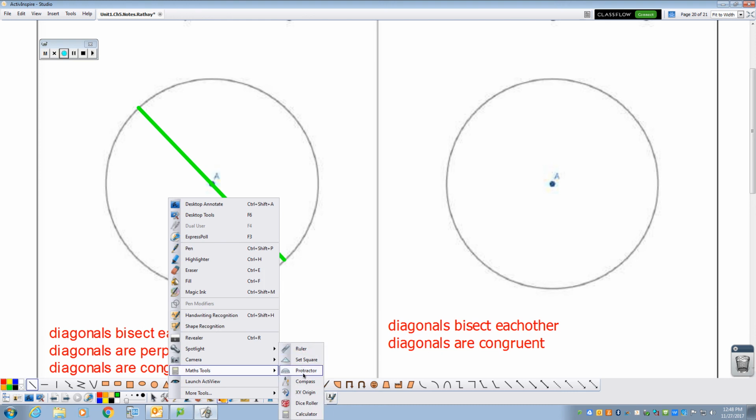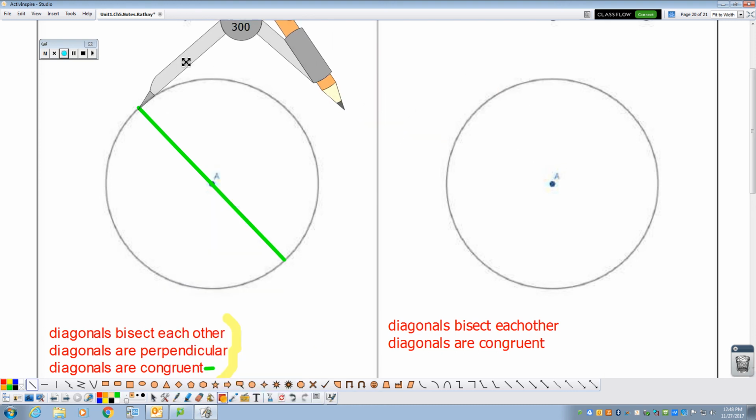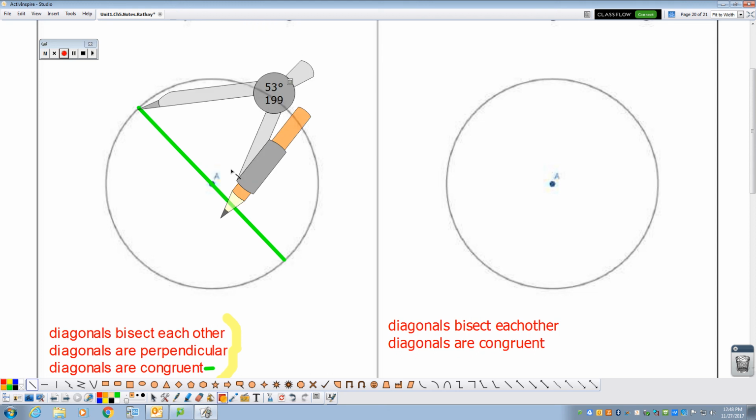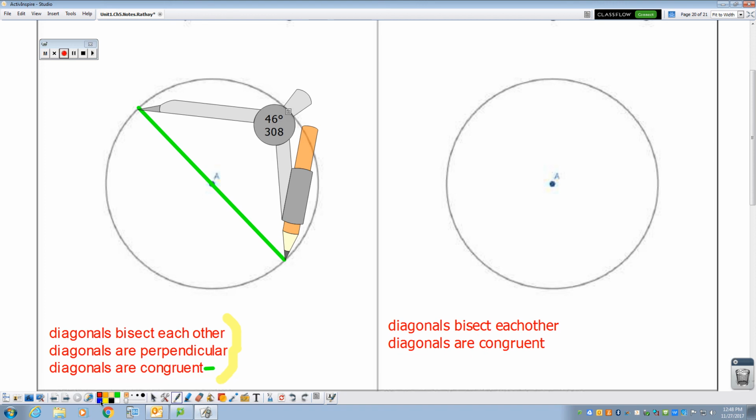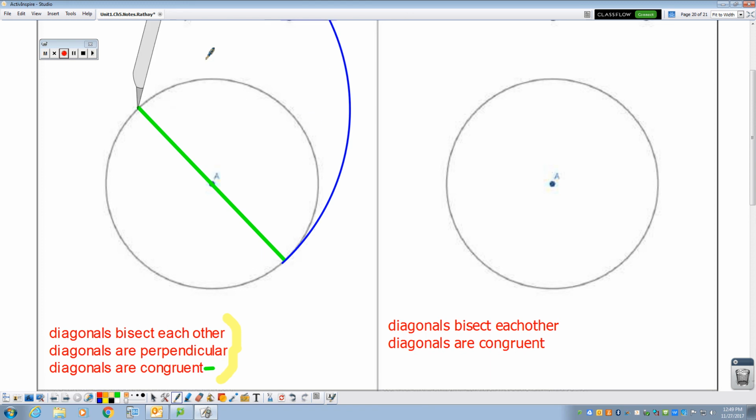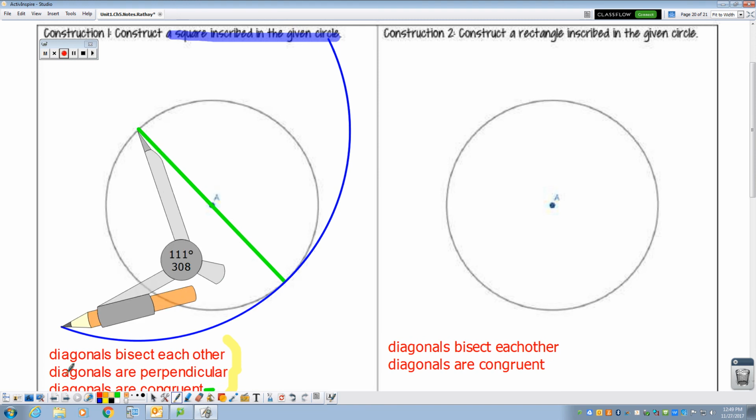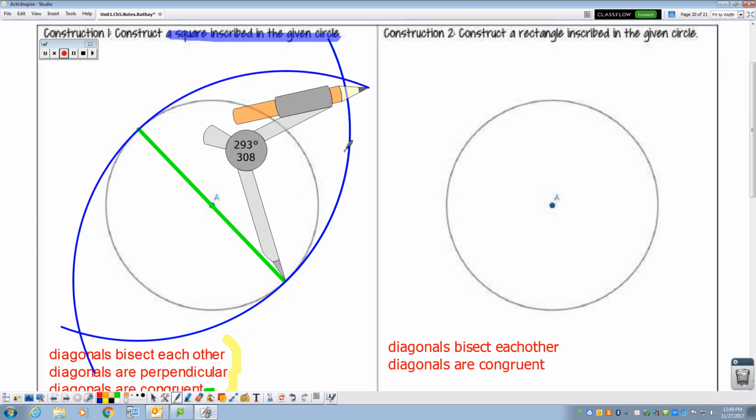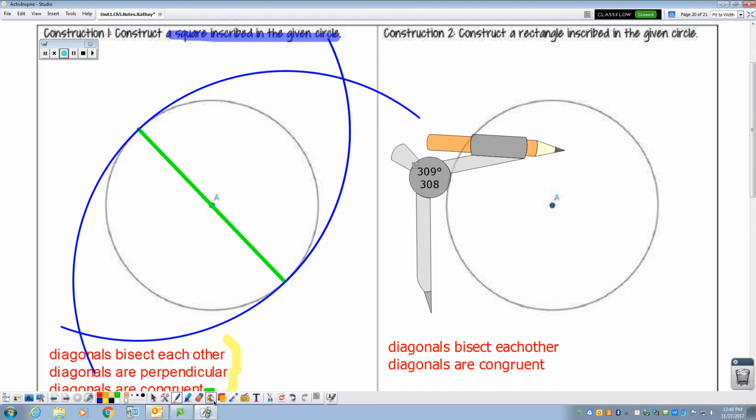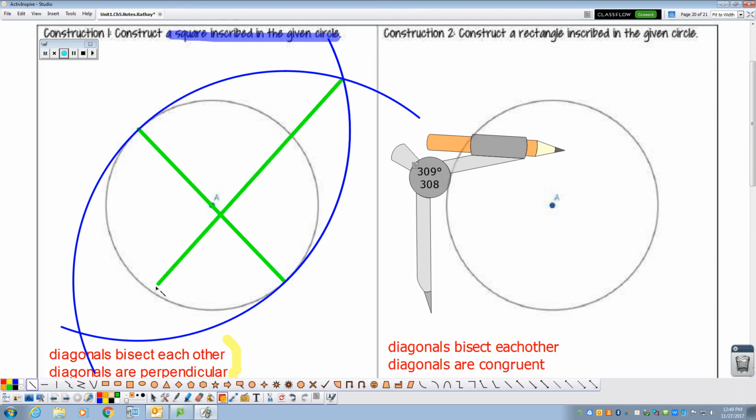Let's get my compass. To do the perpendicular bisector, we set our compass to more than halfway. I'm going to set it to the full length of the diameter. You don't have to do that, but I like to. And we're going to draw an arc from each endpoint, from the left and from the right. And we're going to connect those intersections. And that gives me the other two vertices of my square.